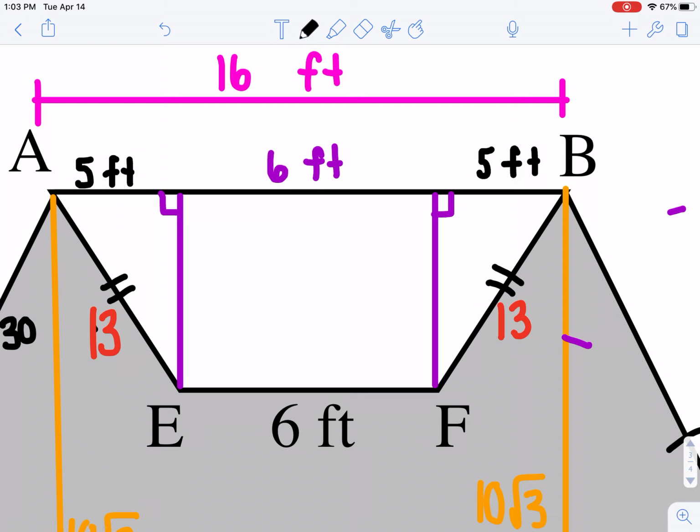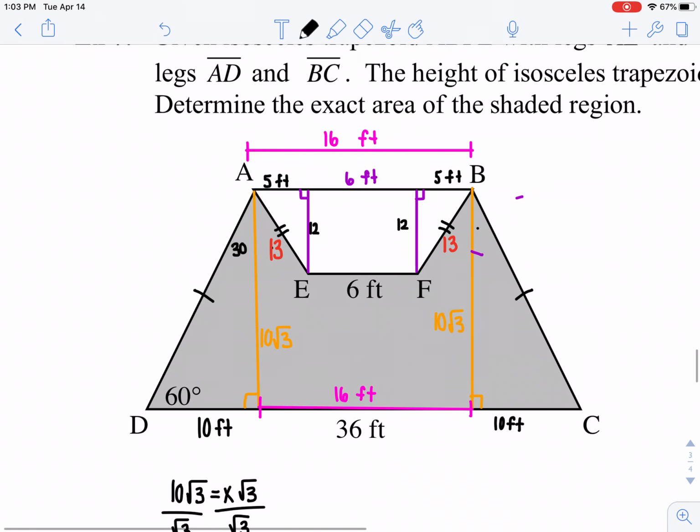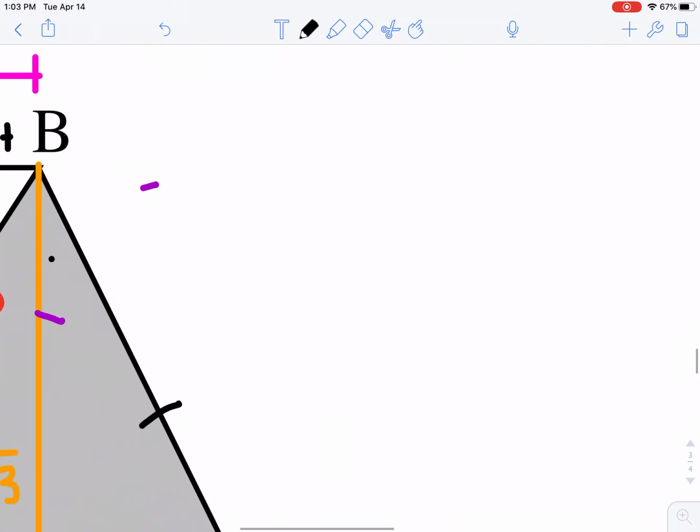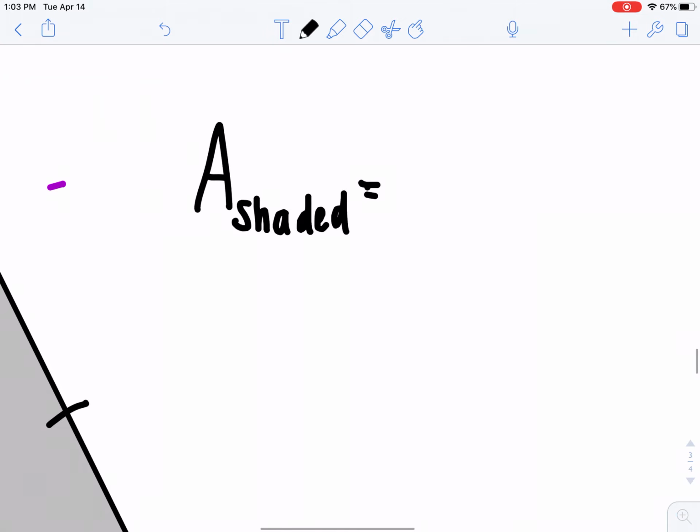And now this is one of our Pythagorean triples. A 5, 12, 13, so we can say that both of these heights in this trapezoid are 12. Now we have all the information we need to find the area of the shaded region. So let's come over here. So let's find the area of our bigger trapezoid.